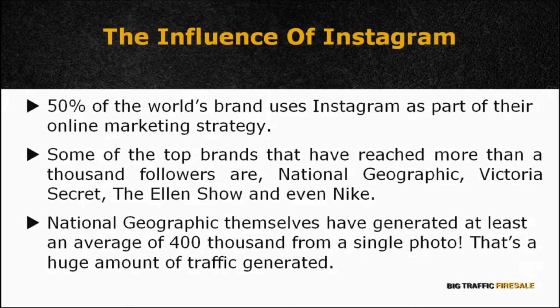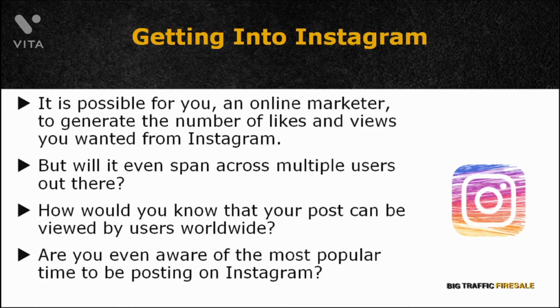This information allows 50% of the world's brands to use Instagram as part of their online marketing strategy. Some of the top brands that have reached hundreds of thousands of followers are National Geographic, Victoria's Secret, The Ellen Show, and even Nike. National Geographic themselves has generated at least an average of 400,000 likes from a single photo. That's a huge amount of traffic generated. It's not impossible for you, an online marketer, to generate the number of likes and views you want from Instagram.